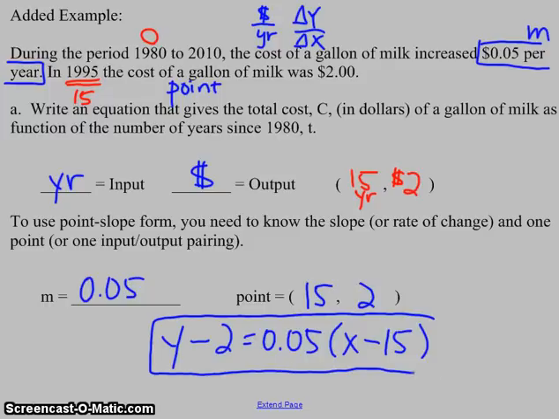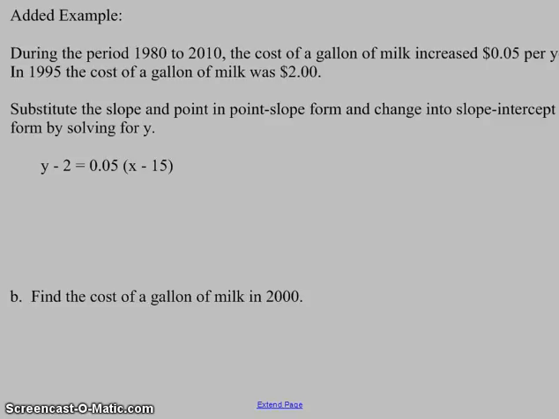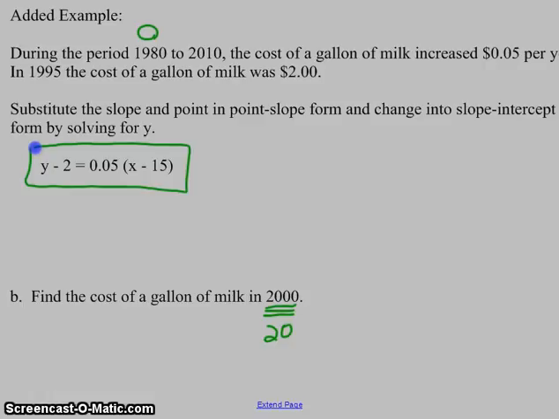What's nice about writing equations in point slope form, do you notice that I didn't have to take any time to solve for b? I can just pick the information from my equation and write my answer. So here's my equation again in point slope form. If they asked me to find the cost of a gallon of milk in 2000, well, the situation started in 1980, and 2000 would be 20 years after that. That's an x value. What do we do? We plug it in. Y minus 2 equals 0.05 times 20 minus 15. And then we solve for y.